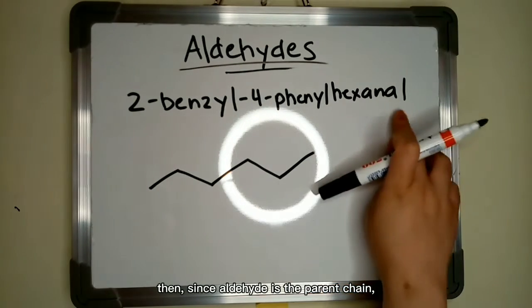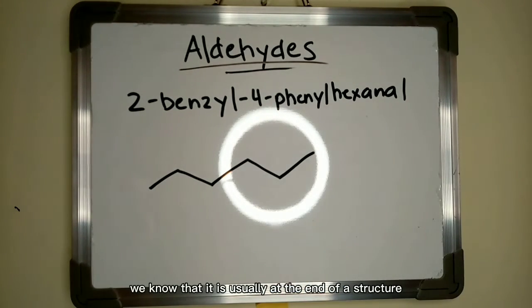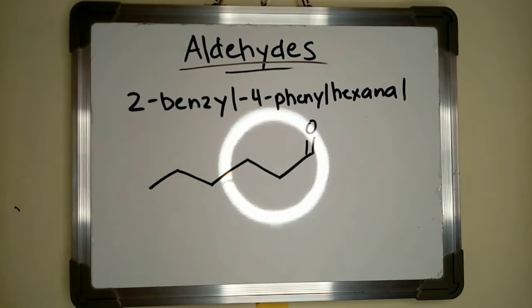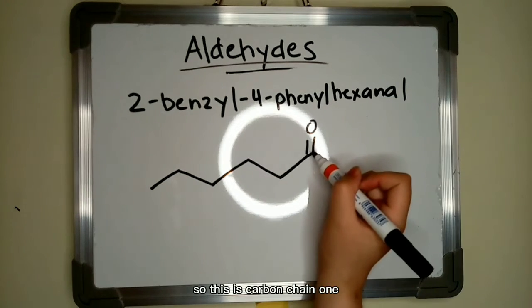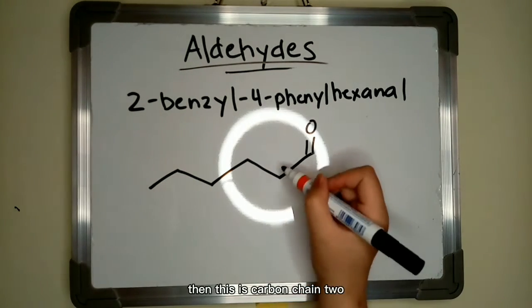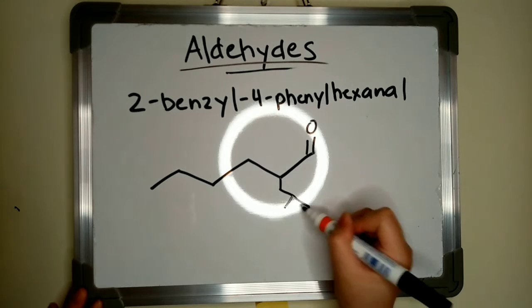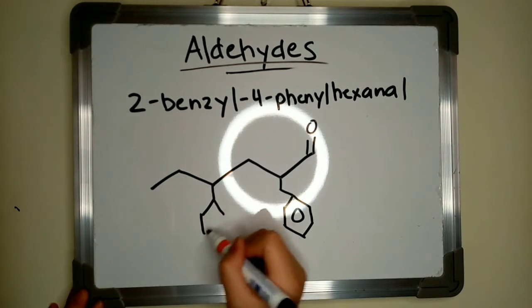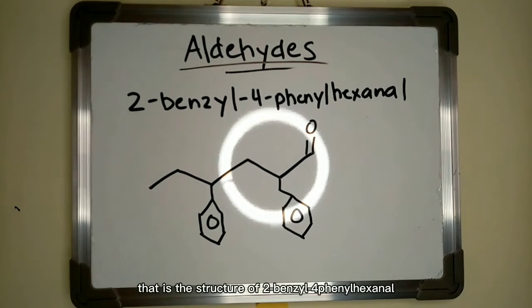Then, since aldehyde is the parent chain, we know that it is usually at the end of a structure. So you can either put the aldehyde in here or in here. Next, we should put the benzyl on position 2. So this is carbon 1, then this is carbon 2. Phenyl will be on carbon 4. That is the structure of 2-benzyl 4-phenylhexanal.